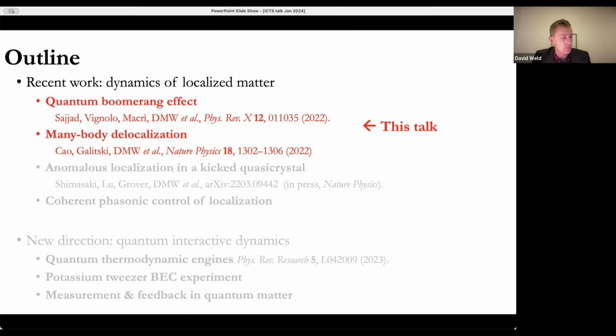By the way, what should I aim for timing-wise? The whole 40 or 35 plus 5, or what's the general goal? I think we can go 35 plus 5 for questions. Okay, great. Let me know if I'm getting along, but I have a clock here too.